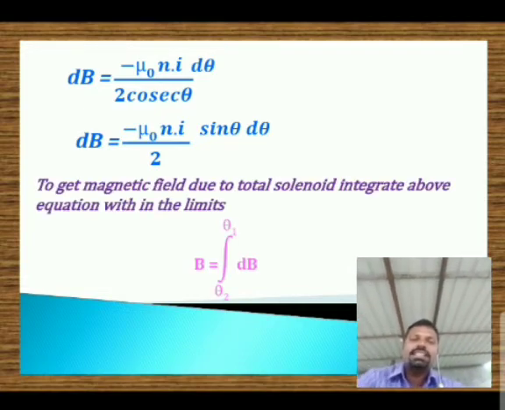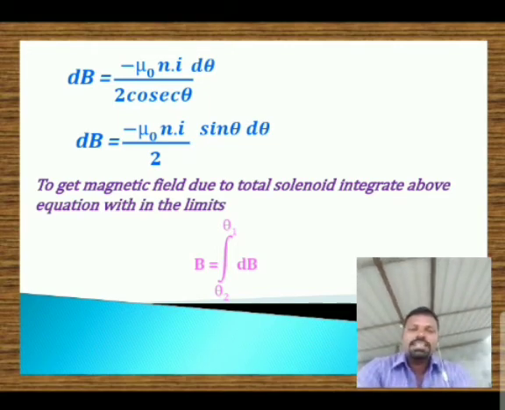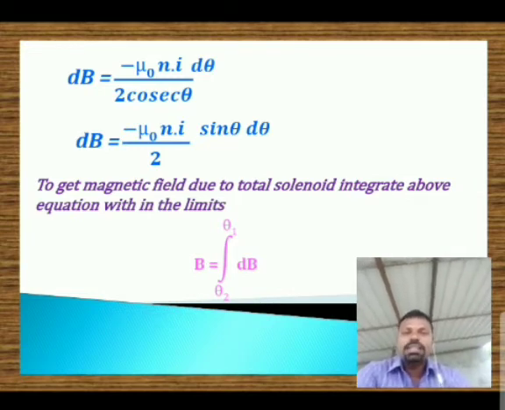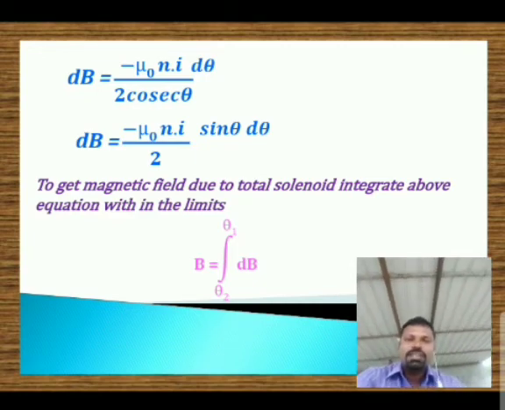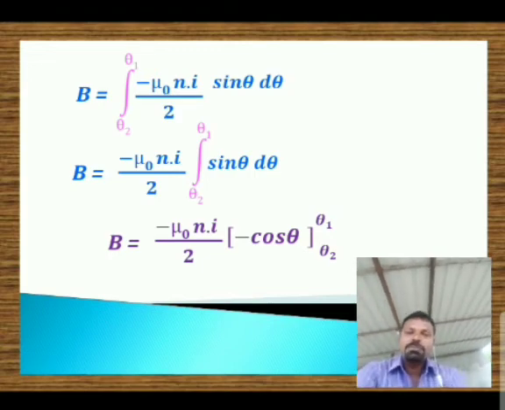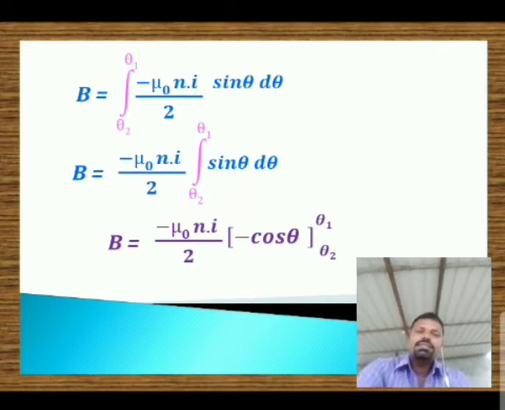I have to integrate this equation within the limits. Here, what are the limits? Just simply assume theta 1 and theta 2 are the limits. Now B is equal to the integral from theta 1 to theta 2 of dB. Now substitute dB here. Now B is equal to minus mu naught nI by 2 sin theta d theta. B is equal to minus mu naught nI by 2, because they are constant, keep them outside of the integration. Then integral from theta 1 to theta 2 of sin theta d theta.